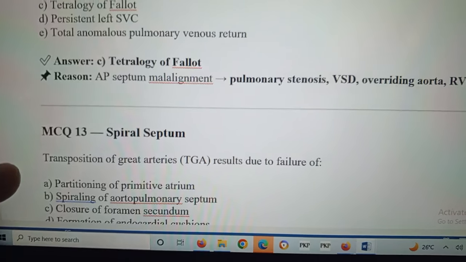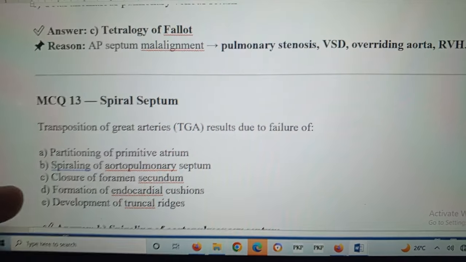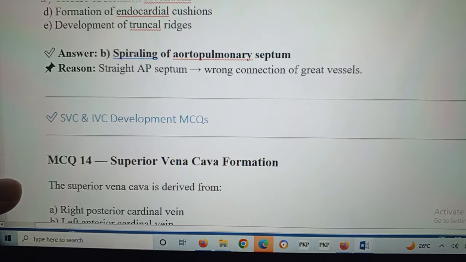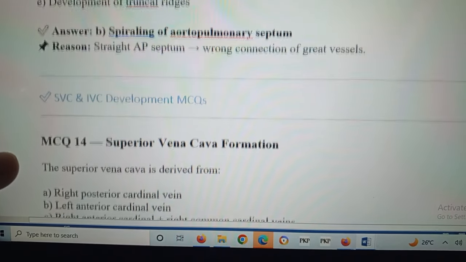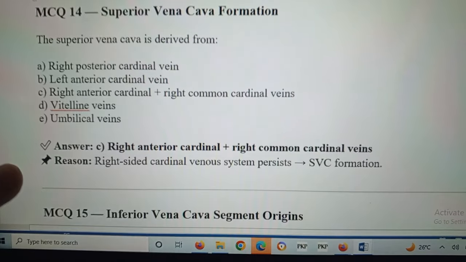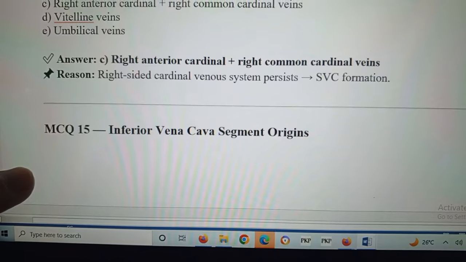Aorticopulmonary septum malalignment leads to pulmonary stenosis, VSD, overriding of aorta, and right ventricular hypertrophy. Transposition of great arteries results due to the failure of the spiraling of the aorticopulmonary septum. Straight aorticopulmonary septum, wrong connection of the great vessels. The superior vena cava is derived from right anterior cardinal plus right common cardinal vein. Right-sided cardinal venous system persists.